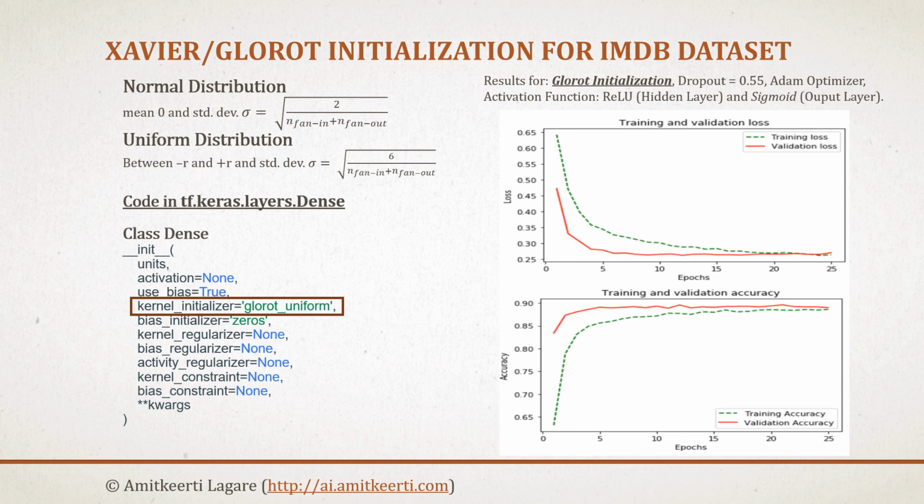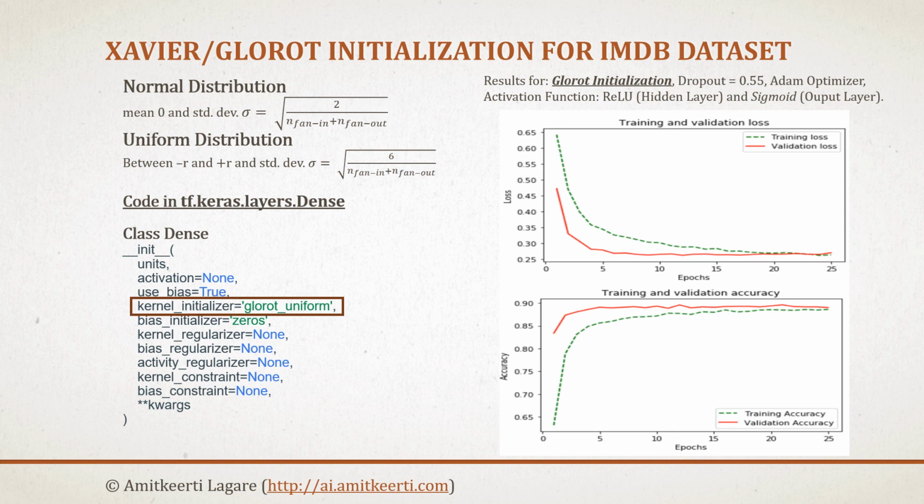The code on the bottom left hand side shows the code for the Dense class for keras.layers, where we can see that by default the kernel is initialized with Glorot uniform. Now what exactly does uniform mean here? There are two ways in which the weights could be distributed. If the kernel or weights have a normal distribution, then the mean would be 0 with a standard deviation of square root of 2 over the sum of fan in and fan out.